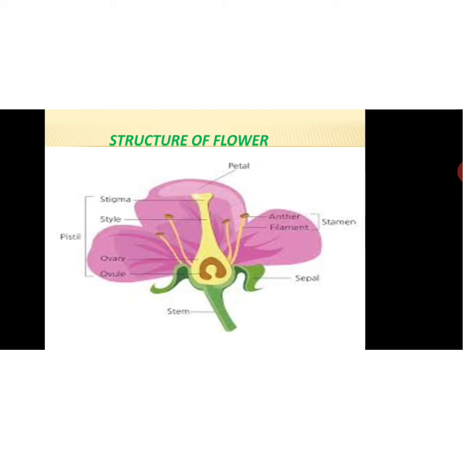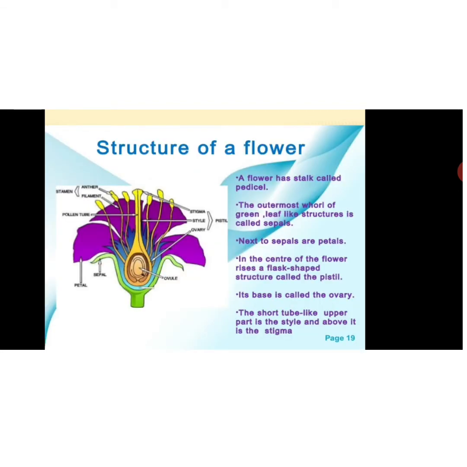And in the flower, the female reproductive part is the pistil or carpel. So what do we see in the pistil or carpel? Three things are there: stigma, style, ovary. Okay, three things are there which make up the pistil or carpel. This is the female reproductive part of a flower. It consists of three parts: stigma, style, and ovary. Let's see the structure of a flower.